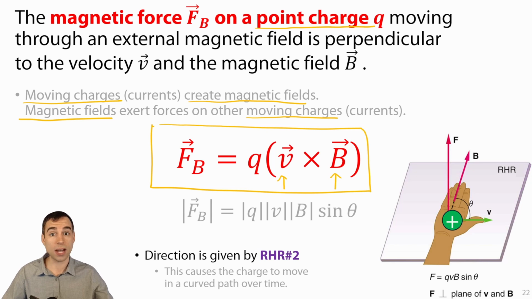By our rules for a vector cross product, we know that we can calculate the magnitude of that resultant vector as being QVB sine theta, just thinking about their magnitudes, and the direction of a vector cross product needs to be determined using right-hand rule number 2, the palm pointing method.